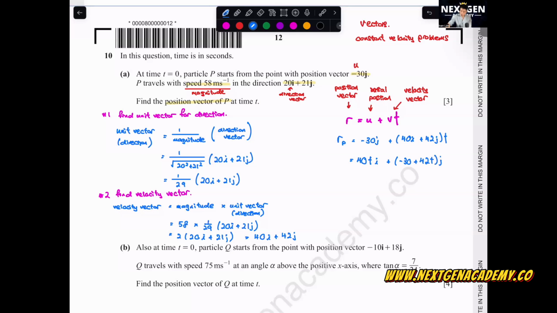Remember that i and j here are not unknowns. You're not trying to find the value of i and j. i and j are directions. i is x direction, j is y direction. So you always put the i and j at the very back. If you want to write it into column vector form, I think it should be acceptable also.